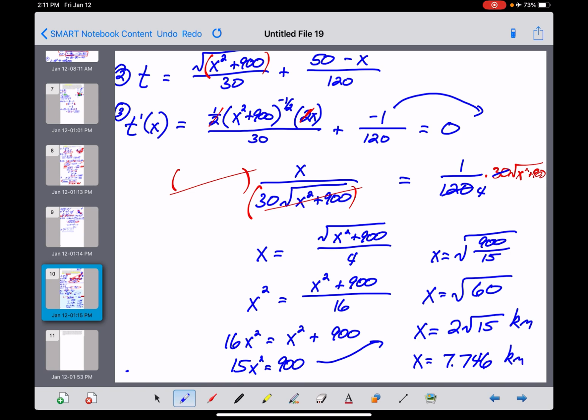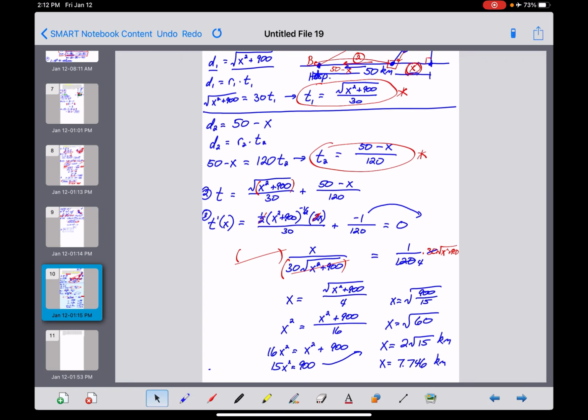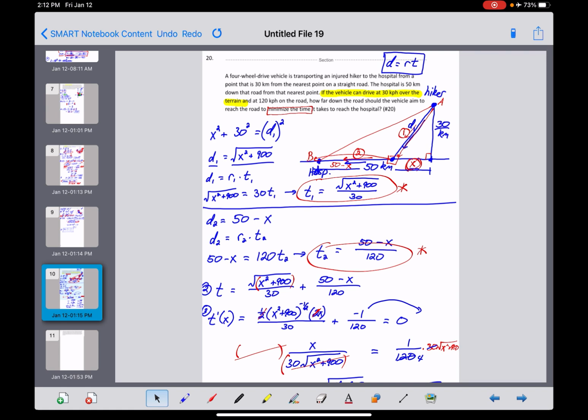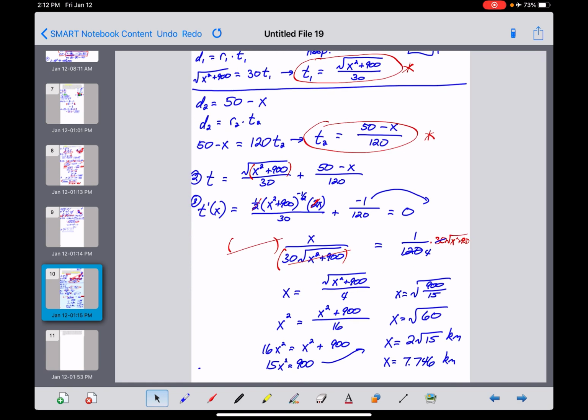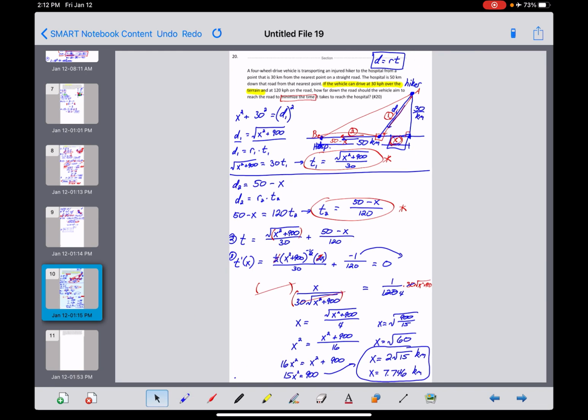And before I box this up, I want to go back and make sure I have answered the question that they wanted. They said here, how far down the road should the vehicle aim to reach the road to minimize the time? So yeah, we were looking for the value of x here, and I do believe that's what we found here. So our answer then looks like it's going to be 7.746 kilometers from the nearest point on the road that they should aim for. Okay, so a lot of work right there, but that is problem number 20.